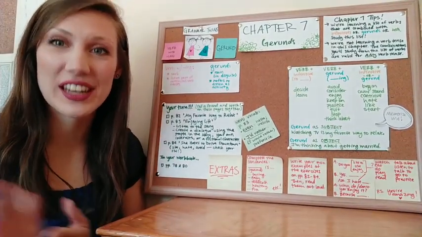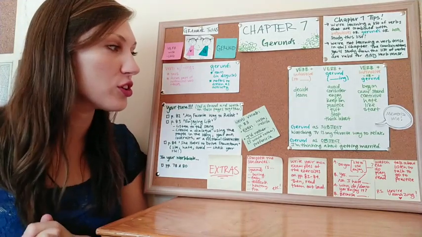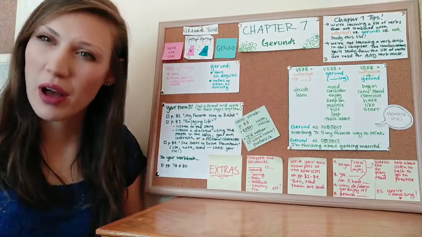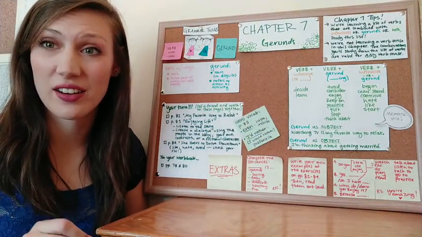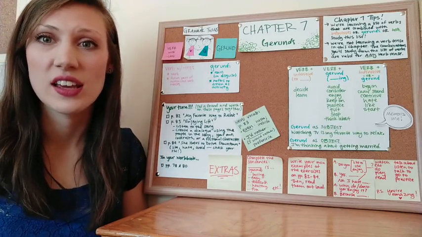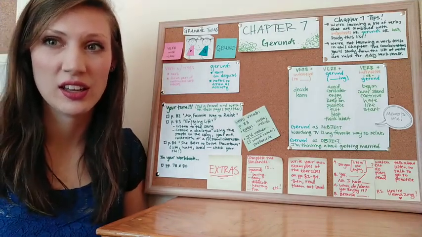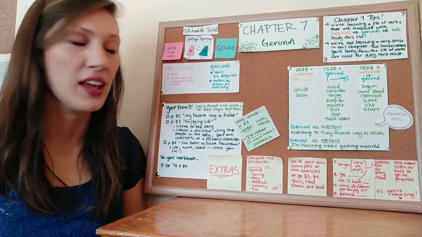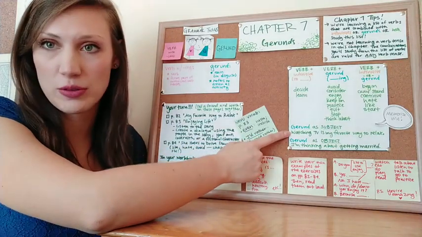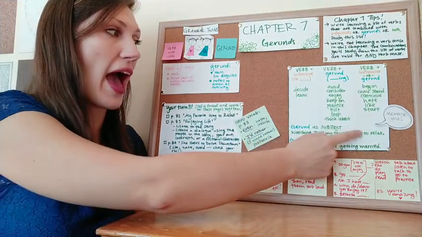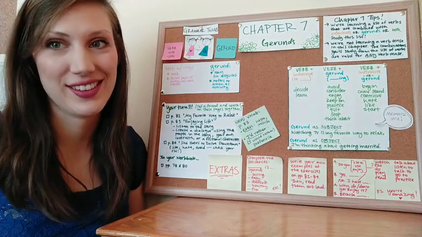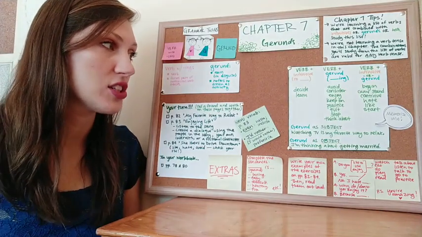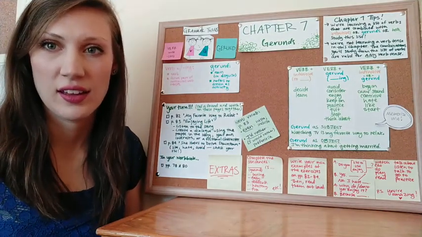Okay, friends, so now it is time for you to review this list of verbs that we have here. Please take a moment, pause this video, and write these down. It's really important that you have these in your notes, okay? And the other thing you'll want to remember about gerunds is we can use them as a subject, as we see in this example. Watching TV is my favorite way to relax, okay?